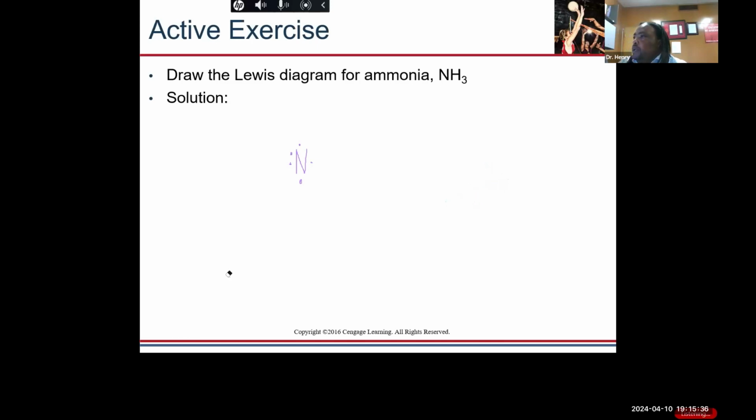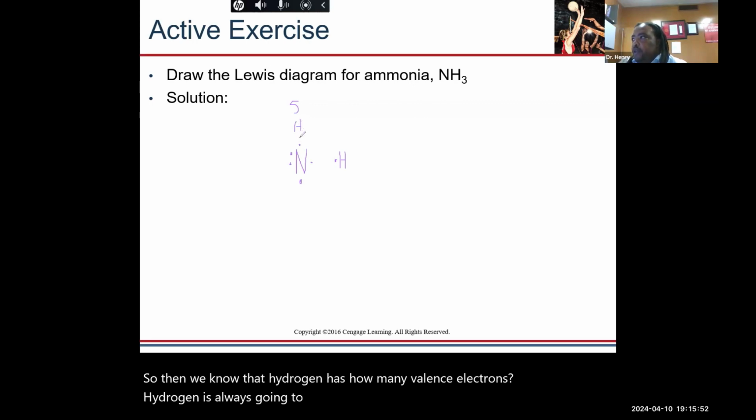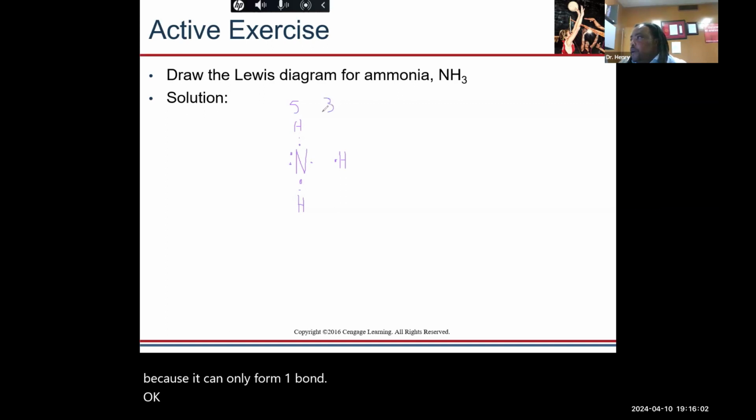Then we know that hydrogen has how many valence electrons? One. Hydrogen is always going to be on the outside. It'll never be in the middle, because it can only form one bond. So we have 3 for hydrogen, and that's a total of 8 electrons.